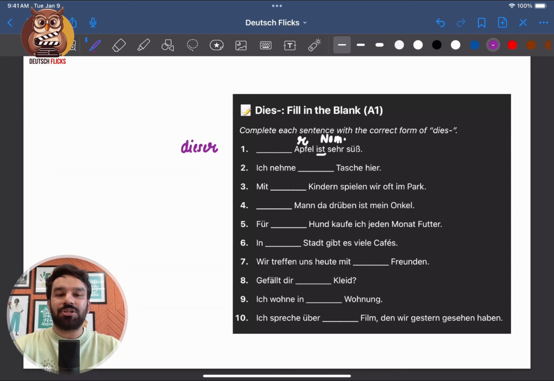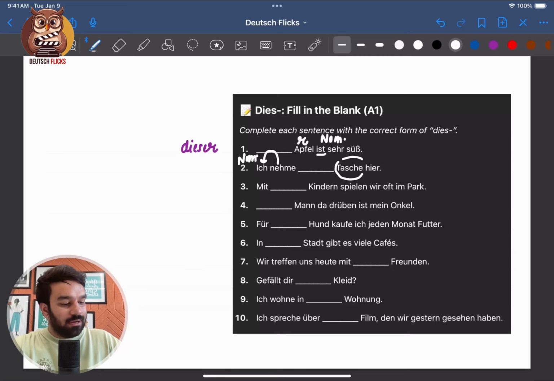Nummer 2. Ich nehme Lücke Tasche hier. So, it will be: I will take this bag here. Nehmen is being conjugated according to ich. Ich is in nominative case, right? That means this bag will be the direct object, which will come in accusative case. And the original article of Tasche is die. So you can check in the table. We'll go with diese.